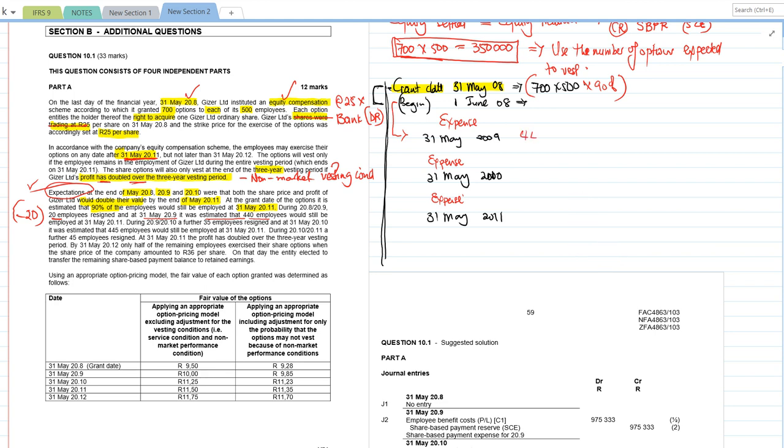It means, therefore, this was at the end of which year? At the end of 2009. Yes, 440. So those are the employees that I need. 440 employees multiplied by 700 options per employee. That's exactly what I need. All right. So the number of options expected to vest, 440 multiplied by 700.